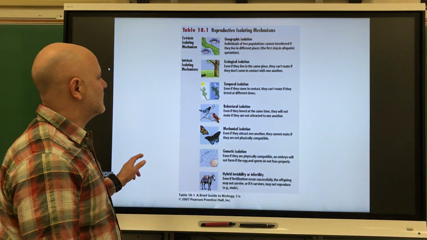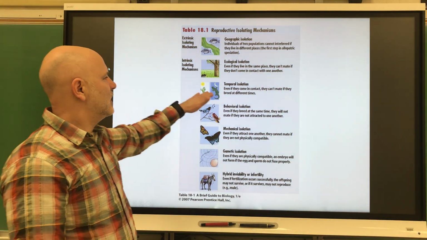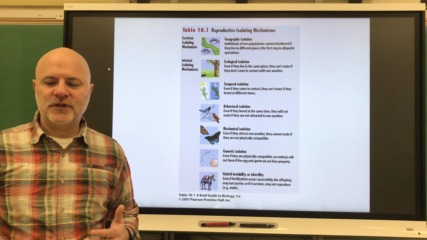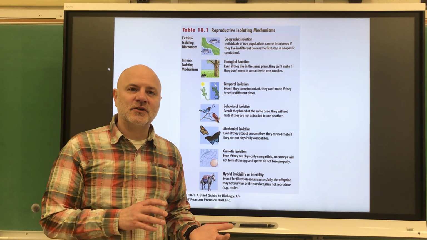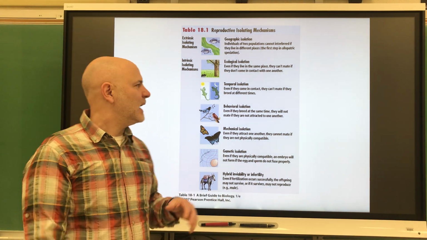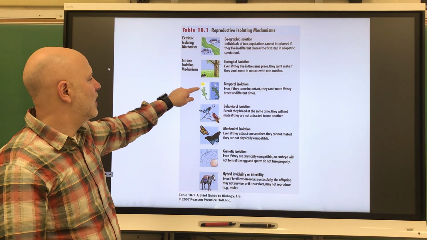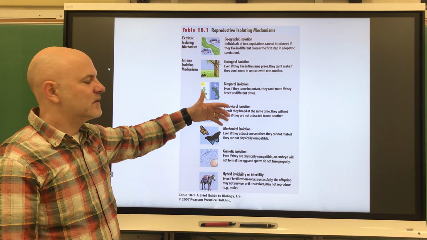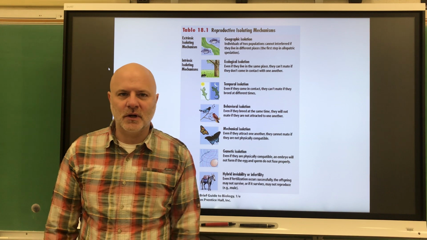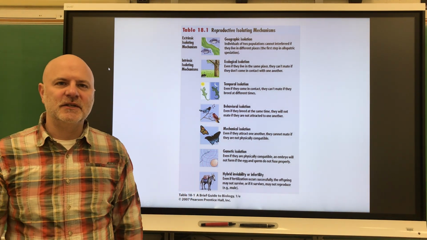Next is temporal isolation. Temporal isolation here is where species reproduce in different seasons or at different times of the day. So this picture right here is trying to show, hey, some reproduce at night, some during the day. So this separates the different species from each other.